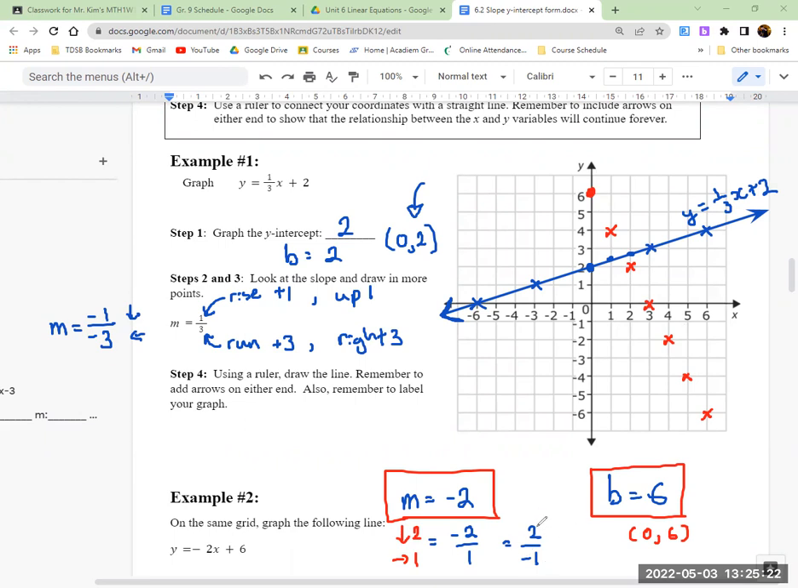What's my rise? Angus, what's my rise for this fraction on the bottom right here? So it's up by 2. What about my run? What does that mean? Good, left one. So if I move to the left one and 2 up, does it fit my pattern? Yeah, left one, 2 up. It fits my pattern. And so let me connect the dots. Bam. Look at that.